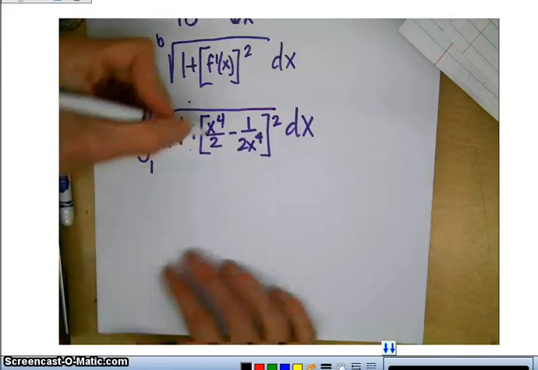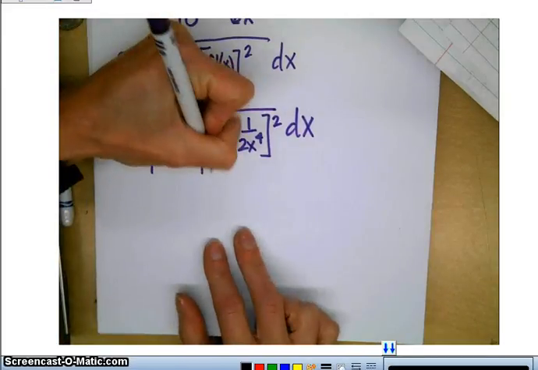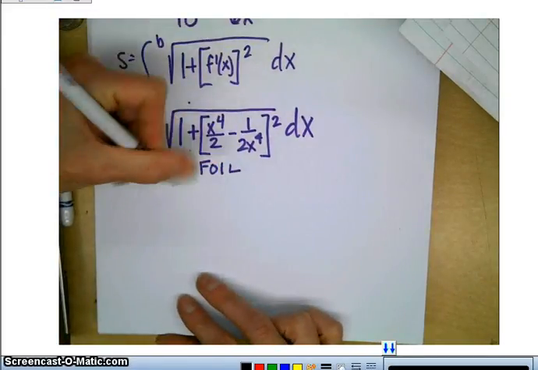Okay, so all we're going to do is FOIL this out. So the first thing I'm going to do is FOIL that out. It's still all under the radical.